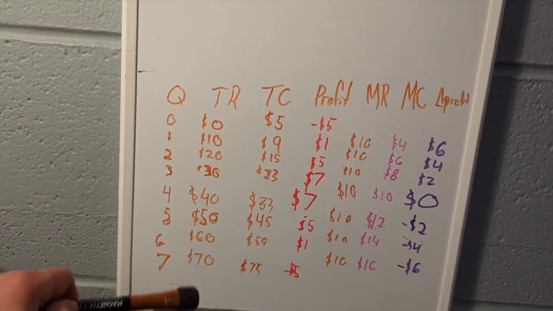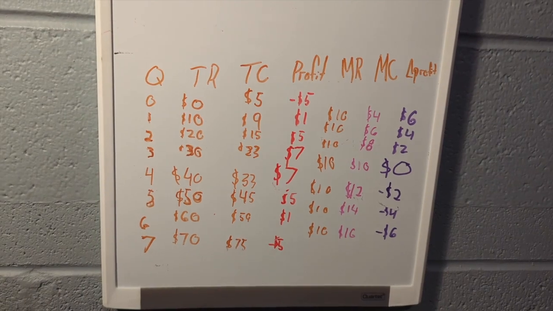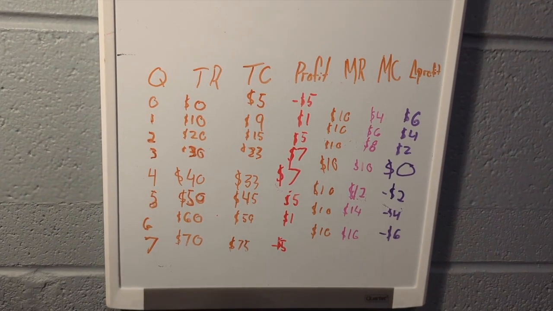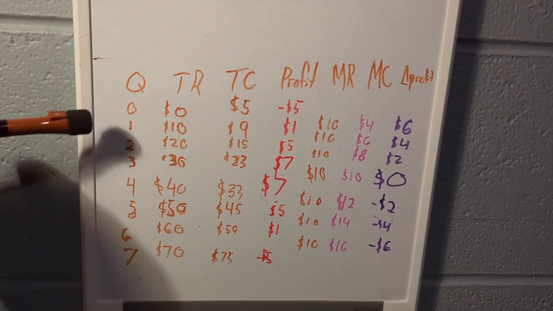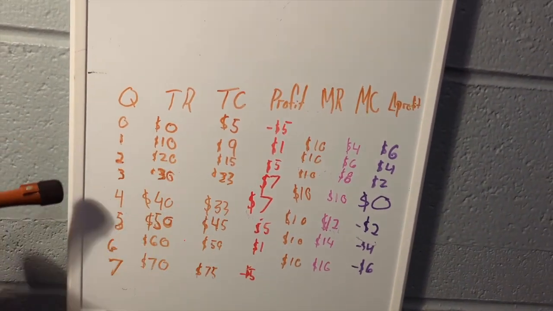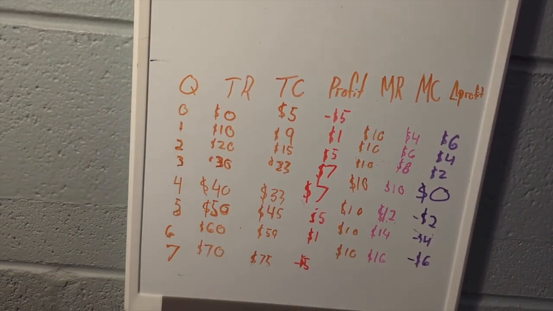It goes all the way down to 7 for $70. Of course, this bread isn't free. So for each piece of bread is an additional amount of money that the company will have to pay. So for one, they'll have to pay $9, two, $15, goes all the way down to $75 for 7 pieces of bread.